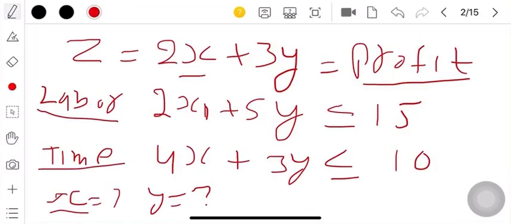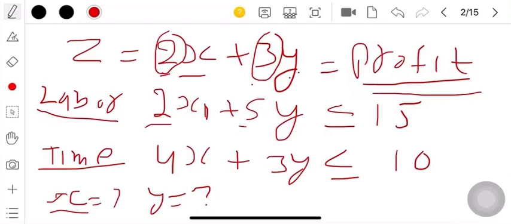Parameters means, for example, the profit for a particular product now is rupees 2 for 1 unit and rupees 3 for product y. This is not constant. After 1 year the cost of the product may increase and the selling price may increase, so the profit will change, also the labor cost may change, also the time may change. So this is one concern.